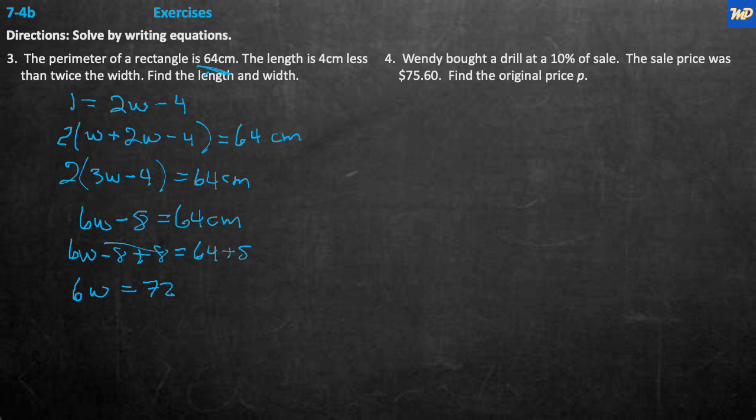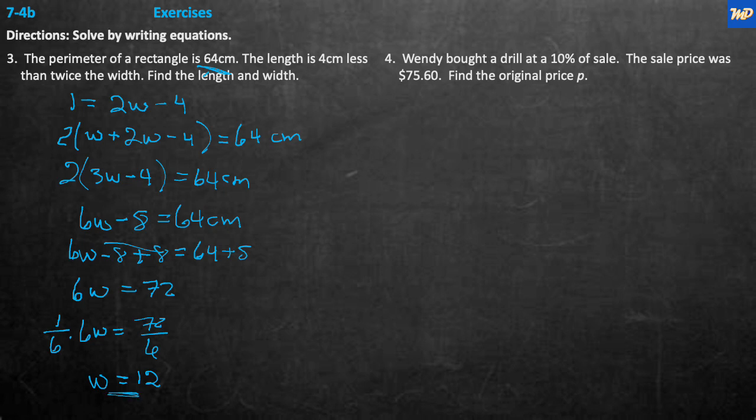And now we have to undo the multiplication. So in order to do that, we're going to multiply by the reciprocal of the 6, which is 1 over 6. W is equal to 72 divided by 6. Okay, so W is equal to 12.